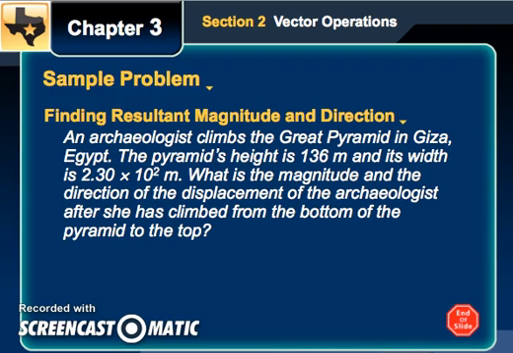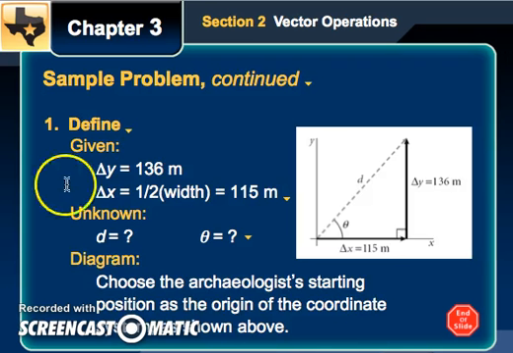Well, we're going to approach this like we do every other problem. We're going to extract the given information and apply it to a picture. So let's go ahead and take a look at this. Right here we go. Okay, so we know that the height of the pyramid was 136 meters, so that would be the vertical displacement, or delta y.